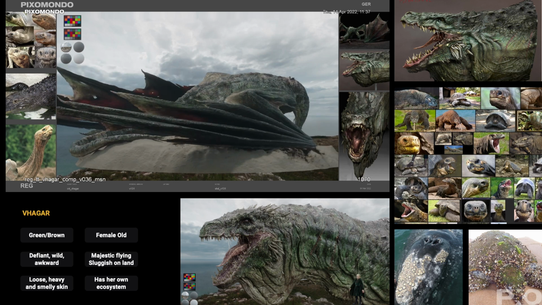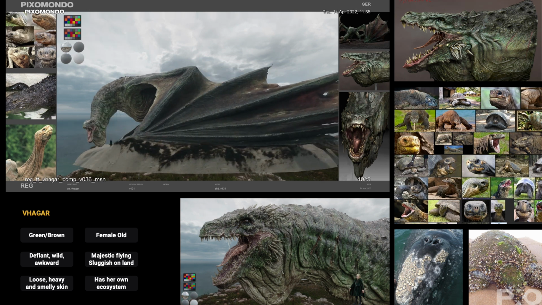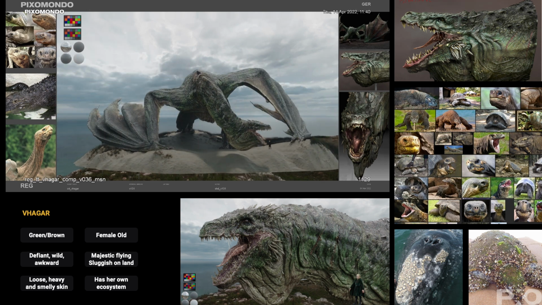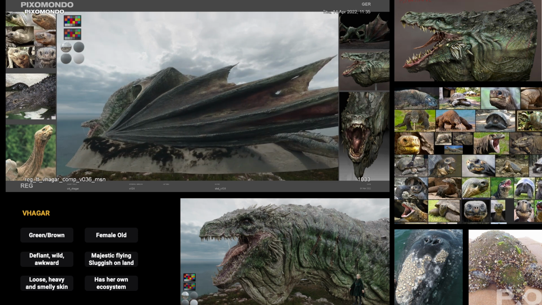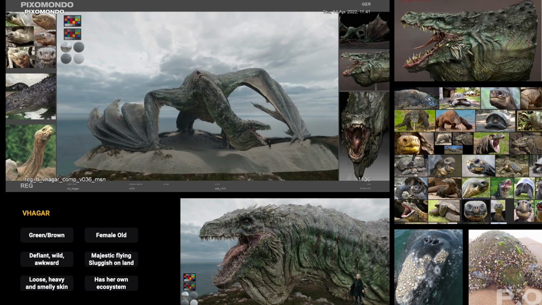And she has some characteristics that were very interesting for us to figure out: how do we translate this into texture? She has a loose and heavy and smelly skin. How do we translate a smelly skin into something visual, in a texture? One very interesting thing is that she has her own ecosystem. That was, for me, like a keyword that we got from talking with the client and the supervisor.